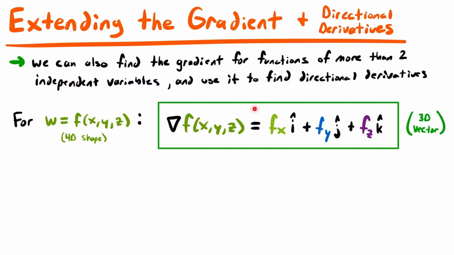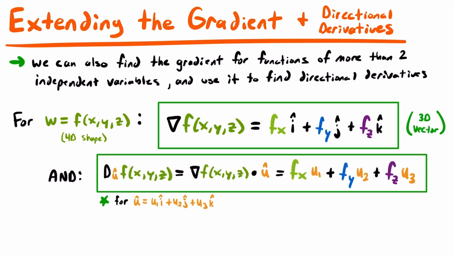But then using this gradient vector for a multivariable function of 3 independent variables, we can now find directional derivatives for these functions of 3 independent variables. This is something that we did not look at in the previous lesson on directional derivatives. In fact, I believe I told you that we would extend the concept to more variables later on, which is what we're doing right now.